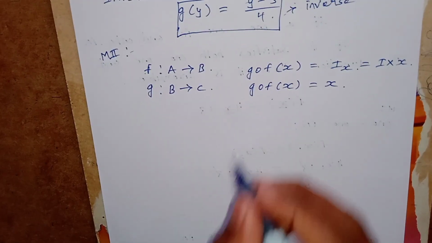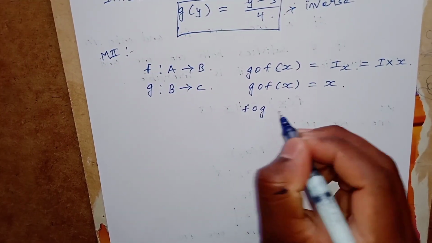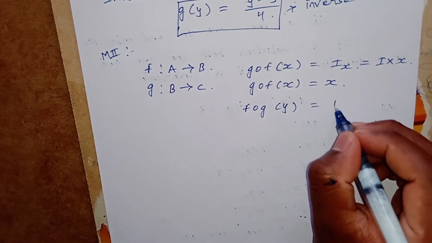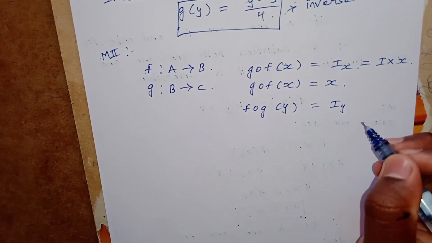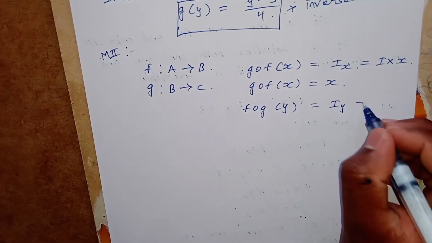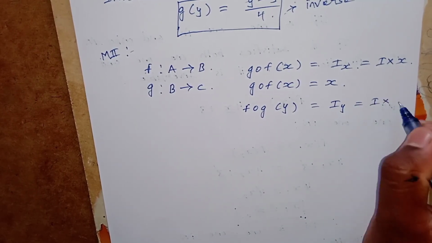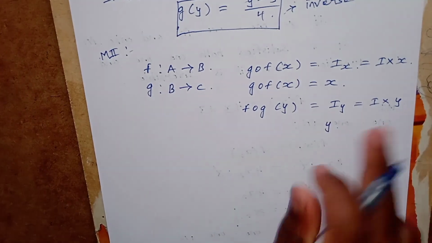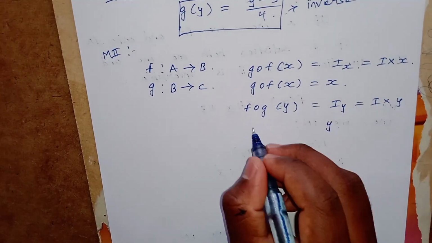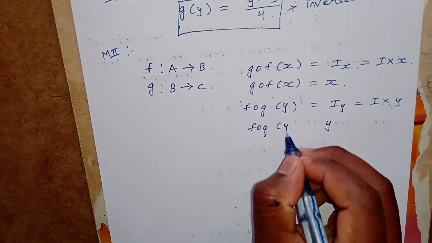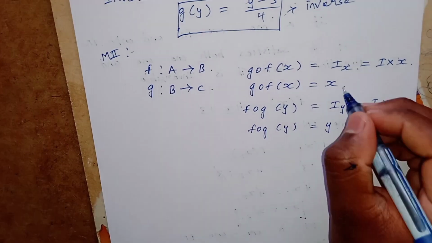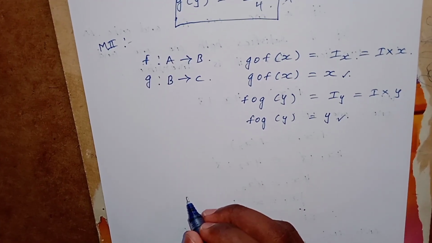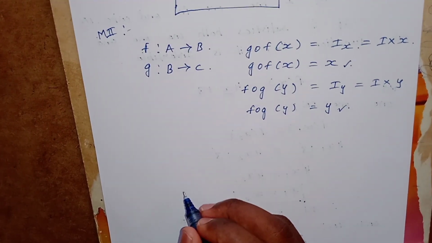Next, f o g of y equals I into y. If you multiply the identity into y, you will get the identity y. Therefore, f o g of y equals y. Therefore, if you get x and y, it satisfies the invertible function.